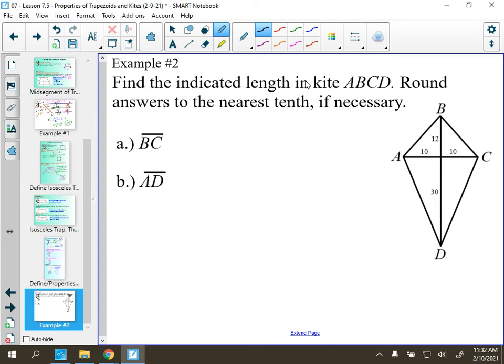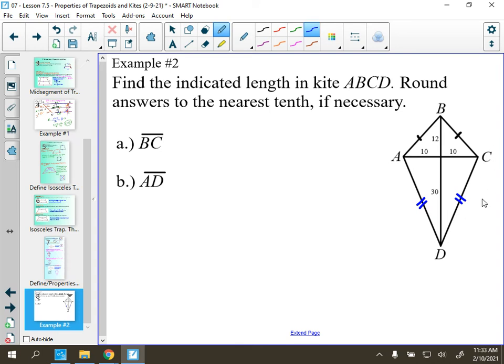Find the indicated length in the kite ABCD. Round answers to the nearest 10th. Uh-oh, we haven't seen that in a while. I guess if necessary. So let's see what we got. It's really asking us for some side lengths here. We know we're looking for BC. So we're told this is a kite, so we're going to go with that as my one pair of consecutive congruent side lengths, and this will be my second pair of consecutive congruent side lengths. So it's asking us for BC, which is also the same as AB, and then we're going to look for this side length here, which would be the same as CD.